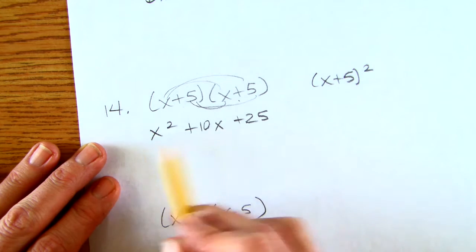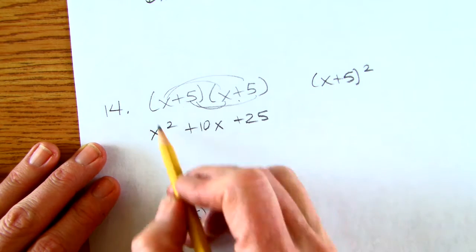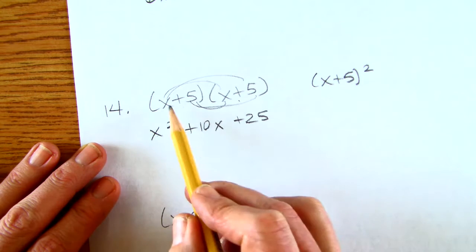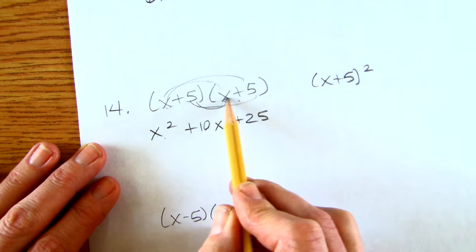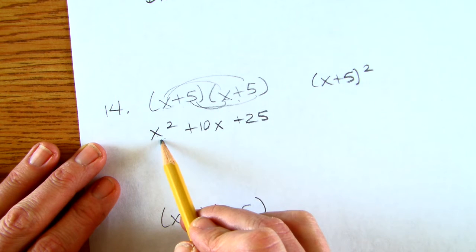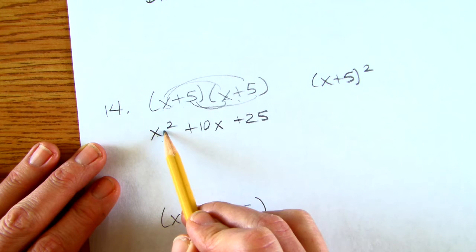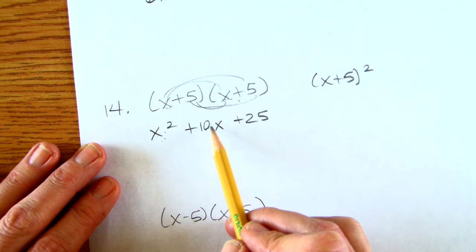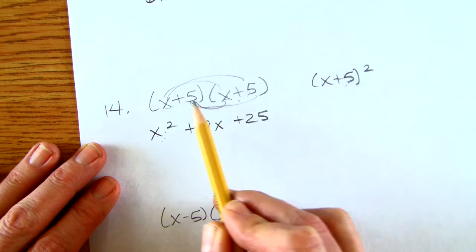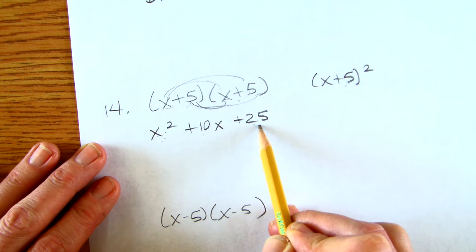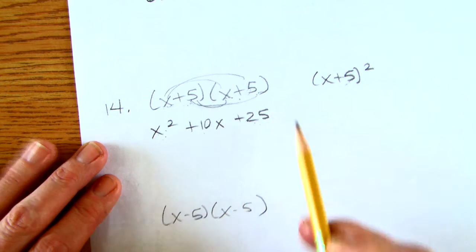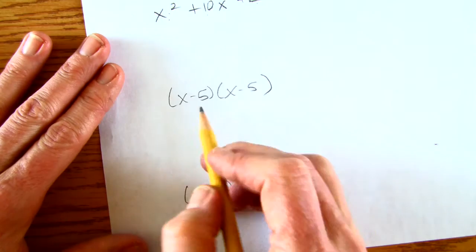So the pattern that they want you to see is that this number out front is just x squared. The number in the middle is this number times 2, and the number at the end is this number squared. I'm going to talk about that again in a little bit. Let's see what happens if they're both negative.